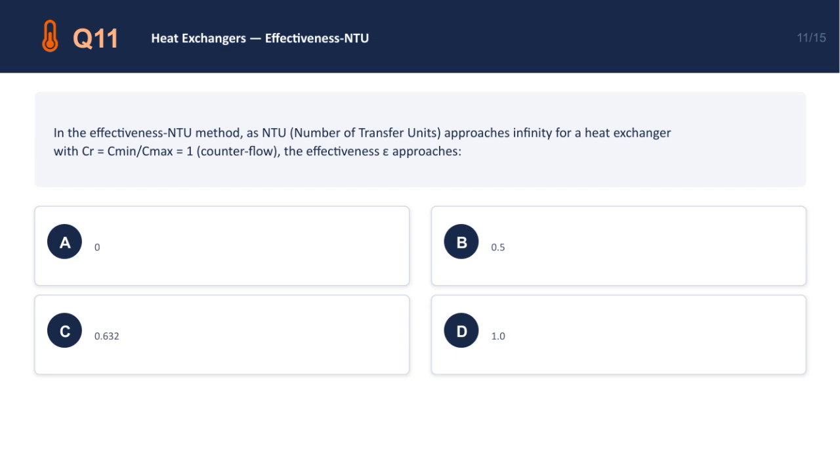The effectiveness, which measures how well the heat exchanger performs compared to its maximum possible heat transfer, approaches a value of 1. This means the exchanger is nearly perfect in transferring heat, reaching its theoretical maximum efficiency. This is unique to the counterflow configuration with CR equal to 1, because the temperature profiles of the hot and cold streams remain parallel along the entire length of the exchanger, avoiding any temperature pinching and allowing maximum heat transfer.